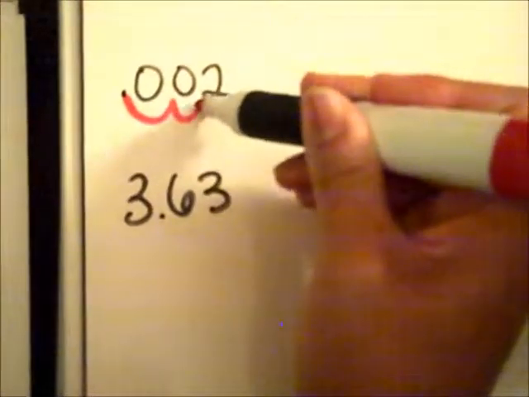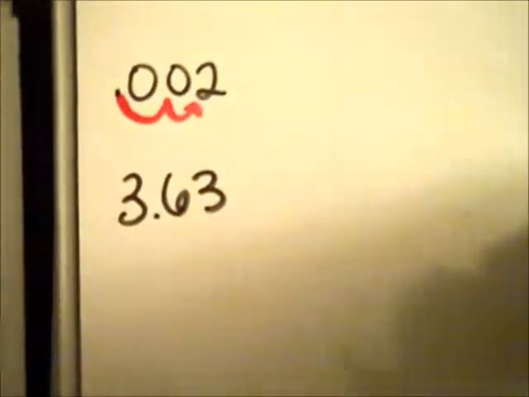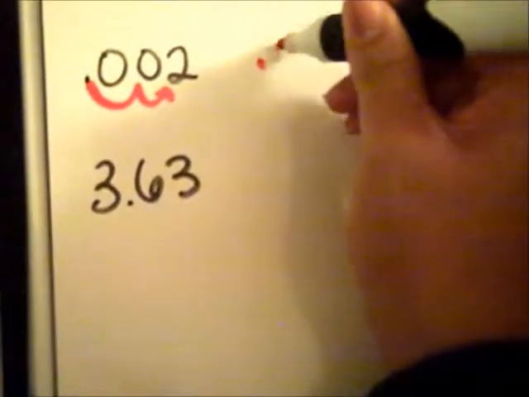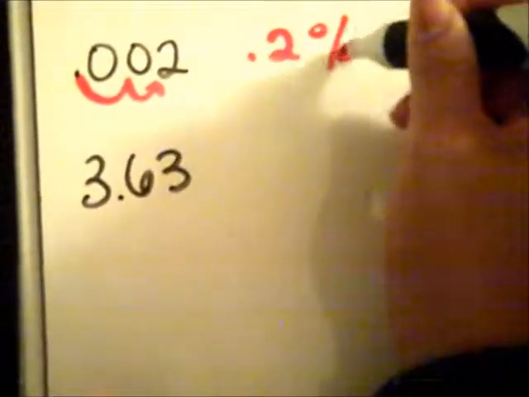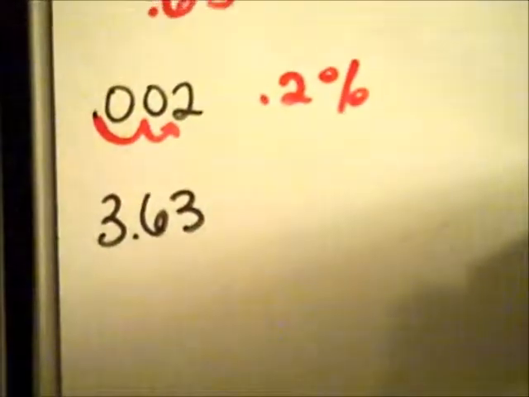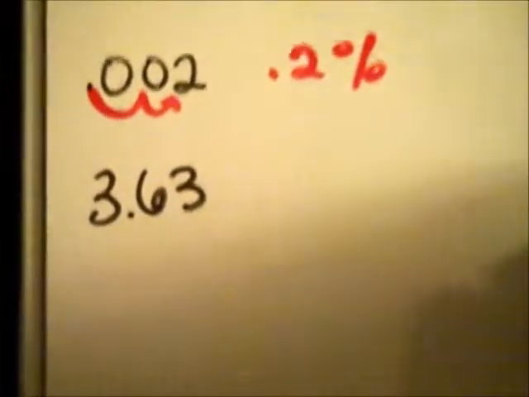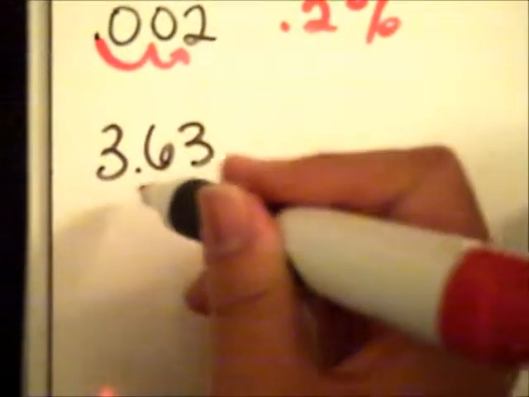From a decimal to a percent, 2 spaces to the right. Here we have 0.2%, which is perfectly fine. We can have a decimal as a percent. It's just less than 1%.